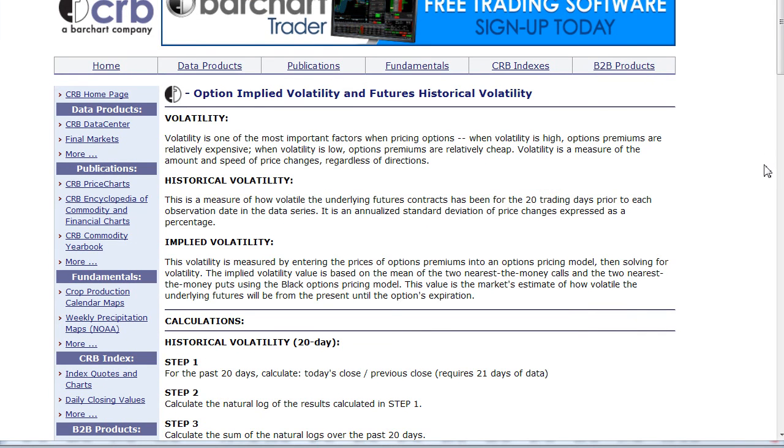let's have a look at the definition of two different volatilities. We have the historical volatility, which is the one measuring how volatile the underlying future market is, and the implied volatility is the volatility measured by entering the price of option premiums into an option pricing model and then solving for volatility. Though implied volatility is directly connected to the premium of the options, while the historical volatility is the volatility we can see on the price on the underlying chart.